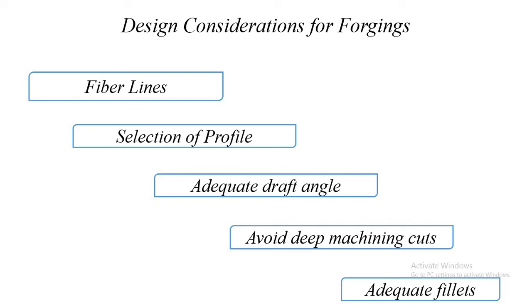Adequate draft angle. The designer should provide adequate draft angle in forging drawings. Draft is an angle for ease removal of component from die. The draft angles are provided internally and externally respectively. It should be noted that draft angles on the outer surface are small and on the inner surface are large.